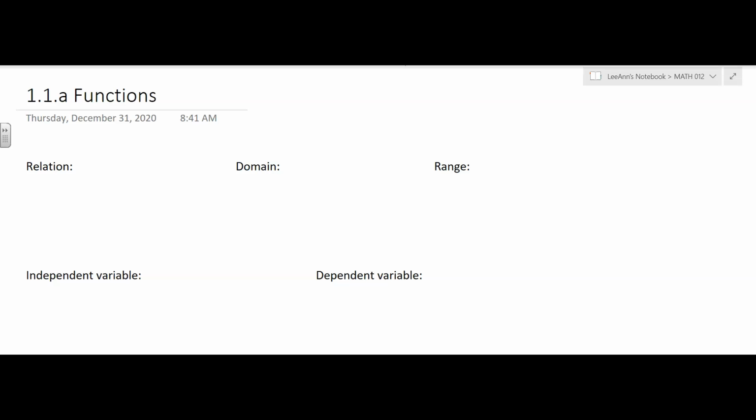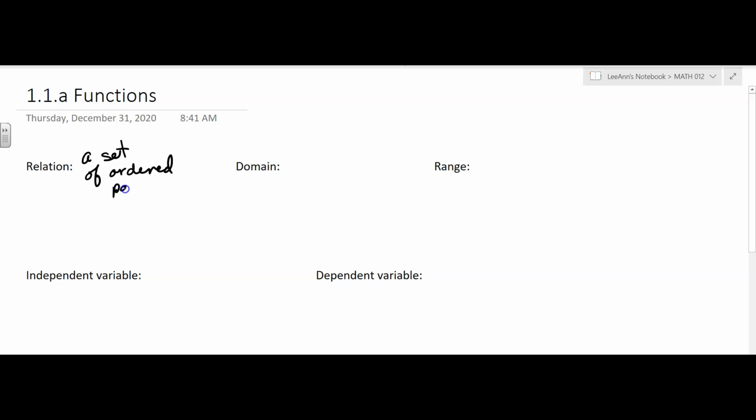So this is section 1, and we're going to start by talking about what a relation is, and then eventually we'll get to what a function is. A relation is just a set of ordered pairs.